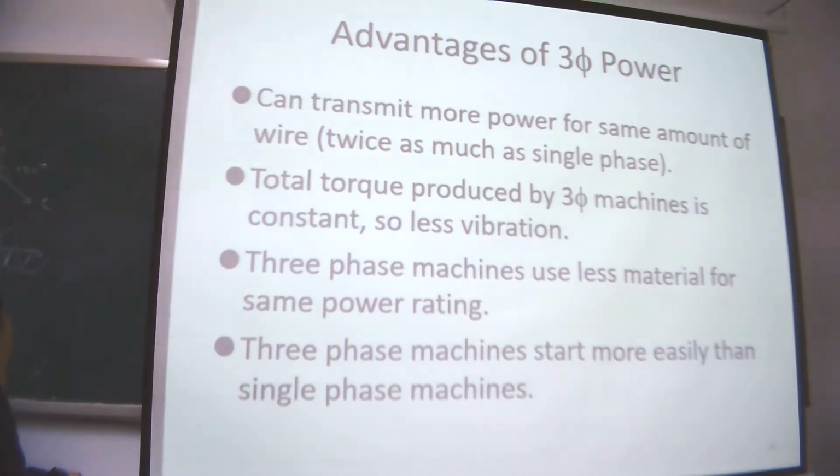The power is also constant, so fluctuations might be reduced. The fluctuations in the waveform or the current are more steady, right? 3-phase machines use less materials. Okay, so I'm not familiar with this one. The fourth one is 3-phase machines start more easily than single-phase machines.